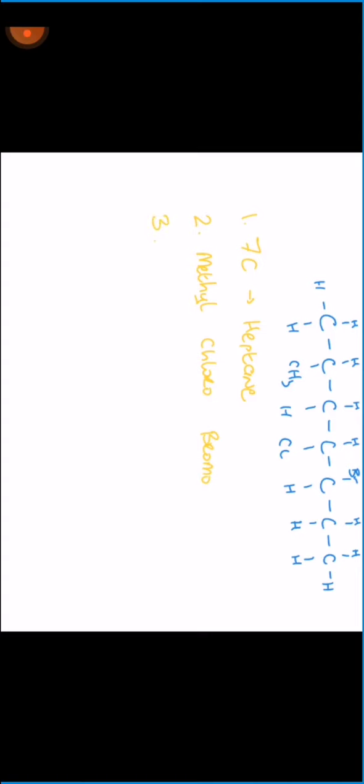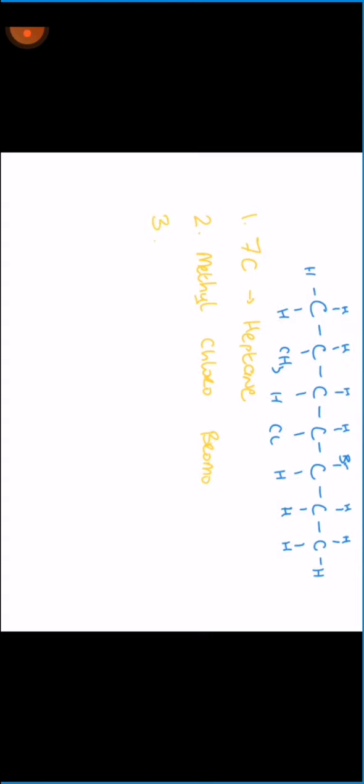Next thing to do is to number your carbon chain. So this can be done 2 ways. So we can number it 1, 2, 3, 4, 5, 6, 7, or we can number it 1, 2, 3, 4, 5, 6, 7. So you have to look at both ways. So if we're working left to right, it would be 2, 4, and 5.